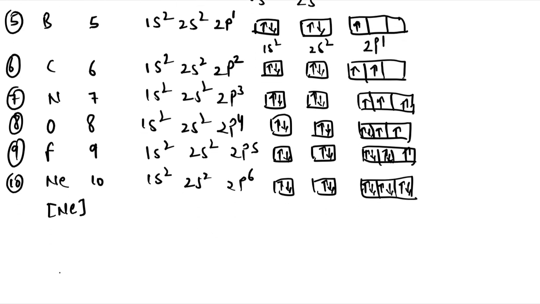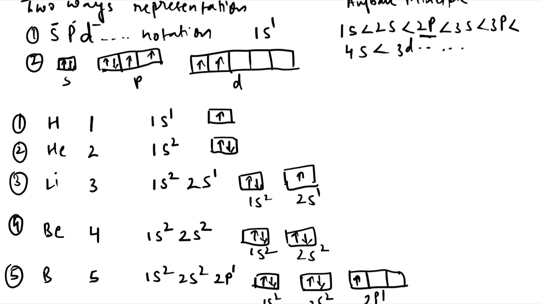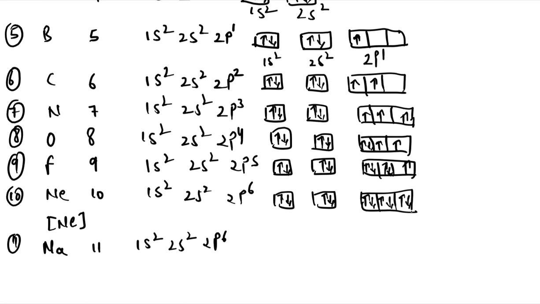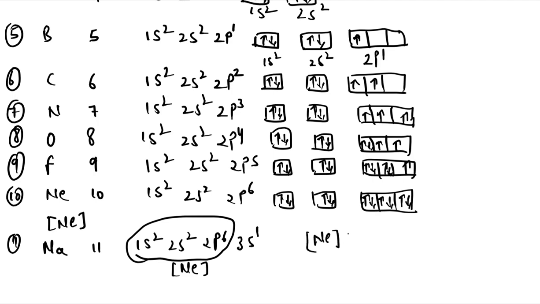For example, the next element that comes in this list is sodium. Sodium has 11 available electrons. So one way of representing it is 1s2, 2s2, 2p6 and the next available energy level is 3s. So the next electron should come in the 3s orbital, right? Either we can write it like this, or we can club all this and write neon instead. So normally, how do we represent sodium? We represent it like this: neon followed by 3s1.